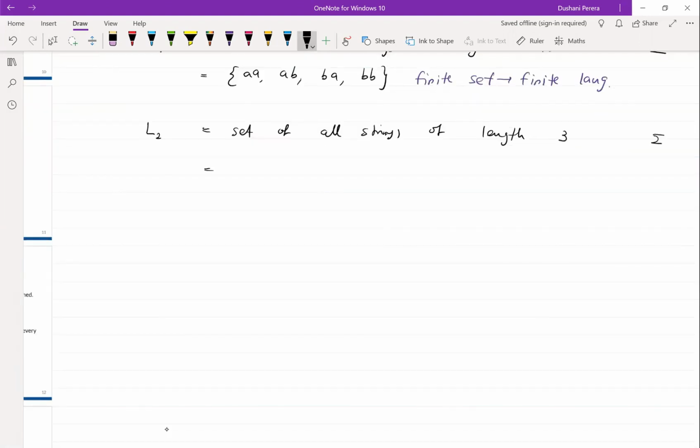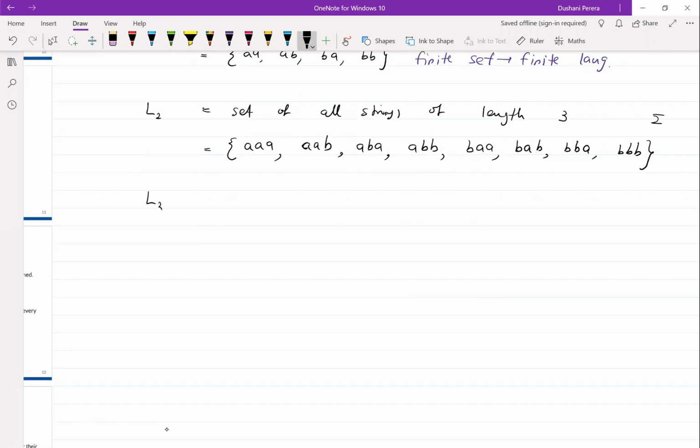Okay. Then what do we get here? We get AAA, AAB, ABA, ABB, BAA, BAB, BBA, BBB. Okay, this is the set of all strings of length 3 that are formed on sigma, which is our alphabet.